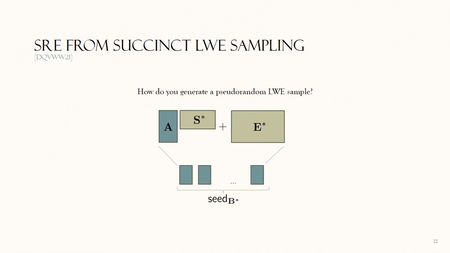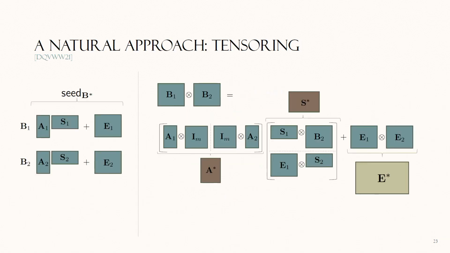Okay, so you're going to take something that's rather short, and you want to generate something that looks like A times S star plus E star, where A and S star look uniform random, and E star looks something like a discrete Gaussian or some LWE-friendly error distribution.